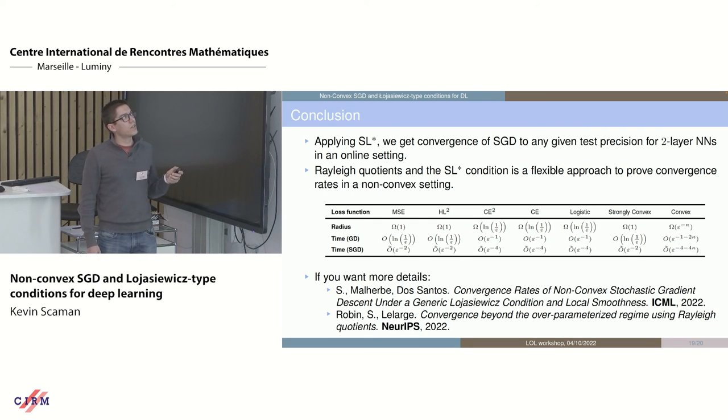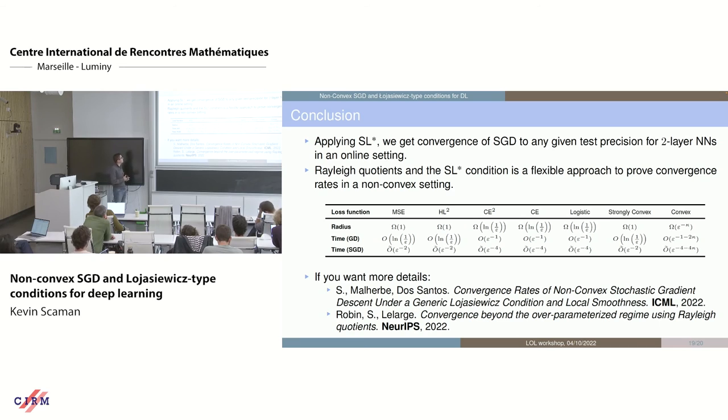I hope I convinced you that using these Lojasiewicz conditions is fairly easy, as long as you're in the smooth setting. And if you go back one step, instead of looking at the NTK, looking at the Rayleigh quotients, I haven't described it here, but I have several other scenarios where you can actually prove finer bounds than just looking at the spectrum, in other settings, using this Rayleigh quotient.